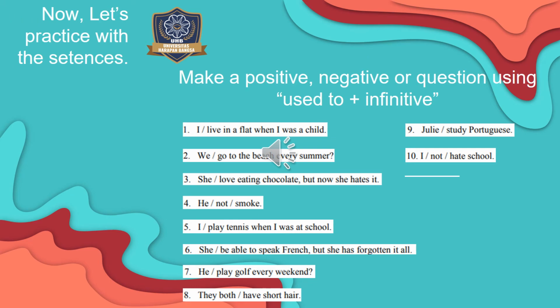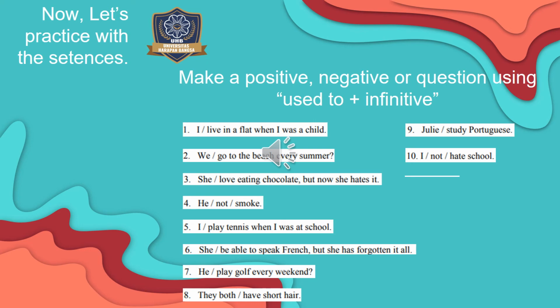Now let us practice with some sentences. Here I have 10 examples of sentences that are incomplete. So our job is to make a positive, negative, or question using used to followed by infinitive or verb 1.